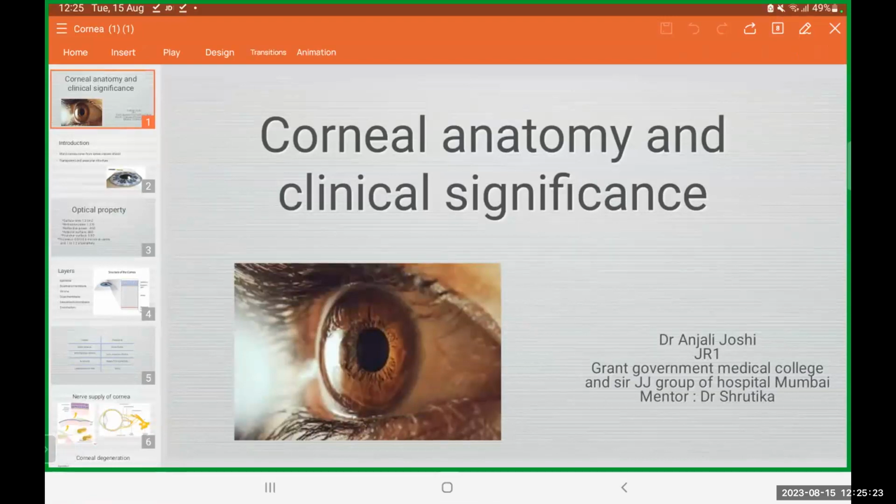Good afternoon, everyone. I am Dr. Anjali Joshi from Grant Government Medical College and Sir JJ Group of Hospitals, Mumbai. Today I will share the presentation on corneal anatomy and clinical significance.